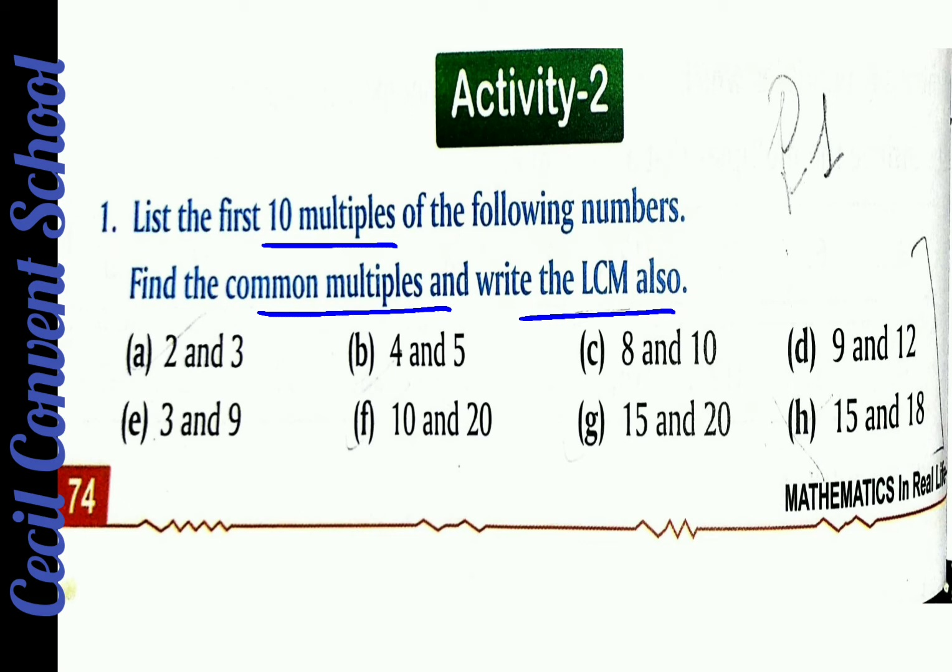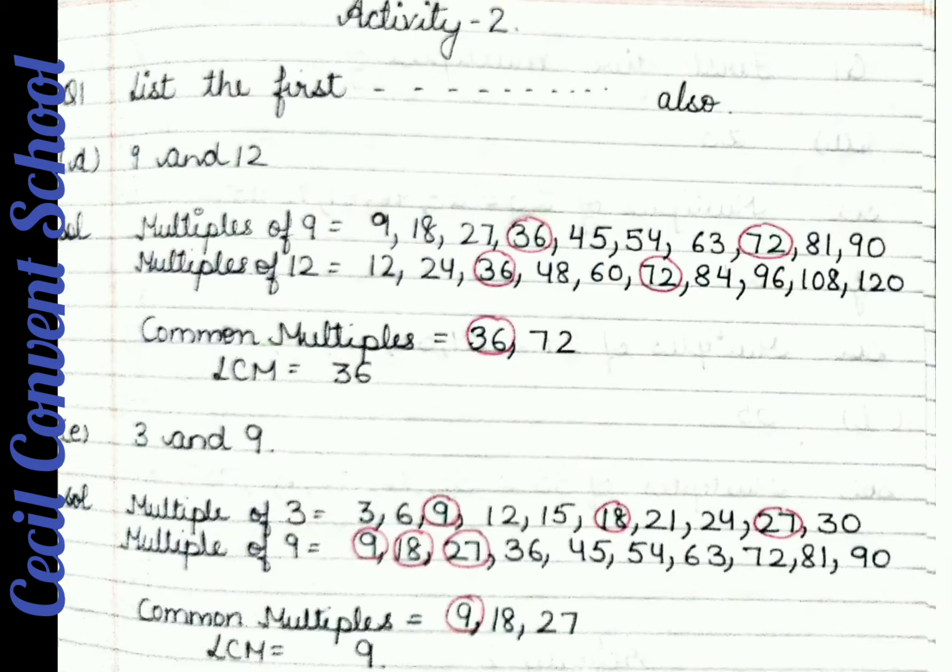Lowest common multiple you have to find. So see how we do. I am doing D part. You have to write like this in the copy. Firstly, write the table of 9. Multiples of 9: 9, 18, 27.